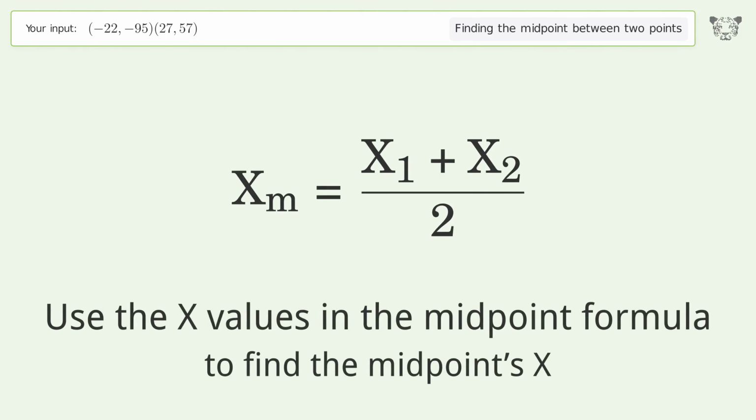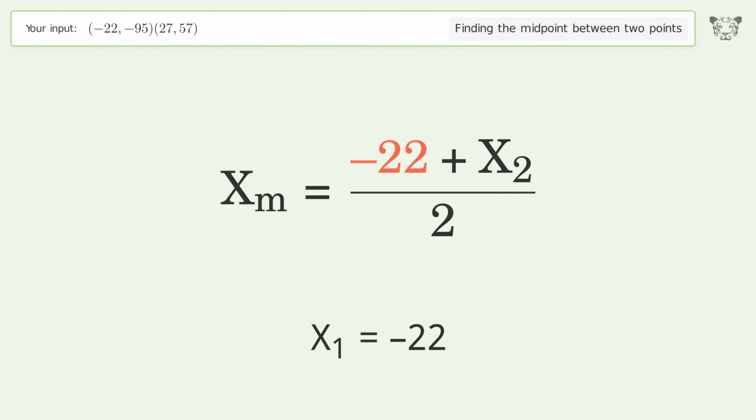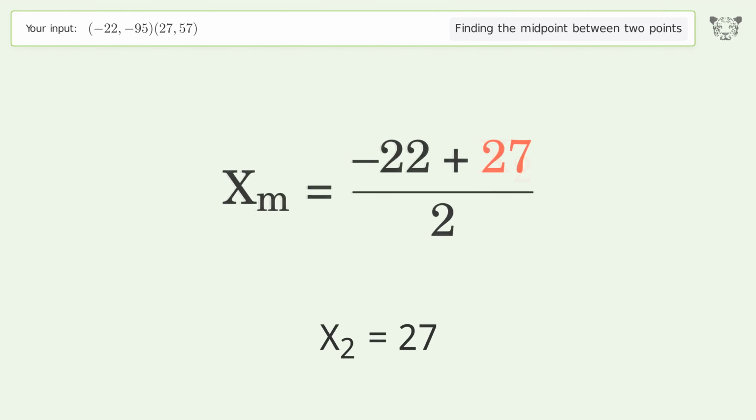Use the x values in the midpoint formula to find the midpoint's x. x1 equals -22. x2 equals 27. Simplify the arithmetic.